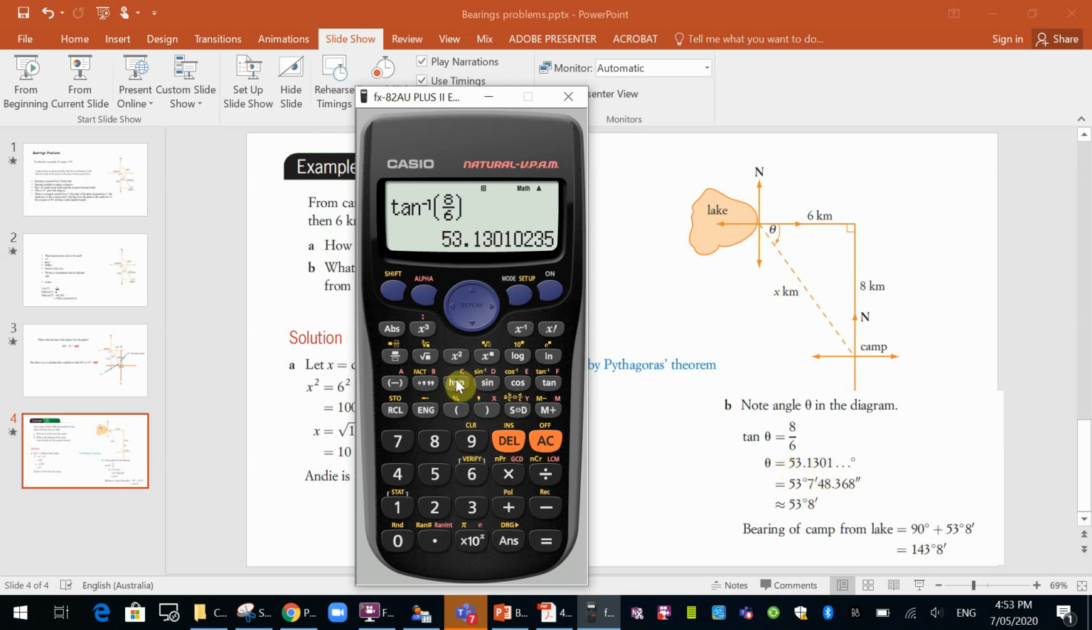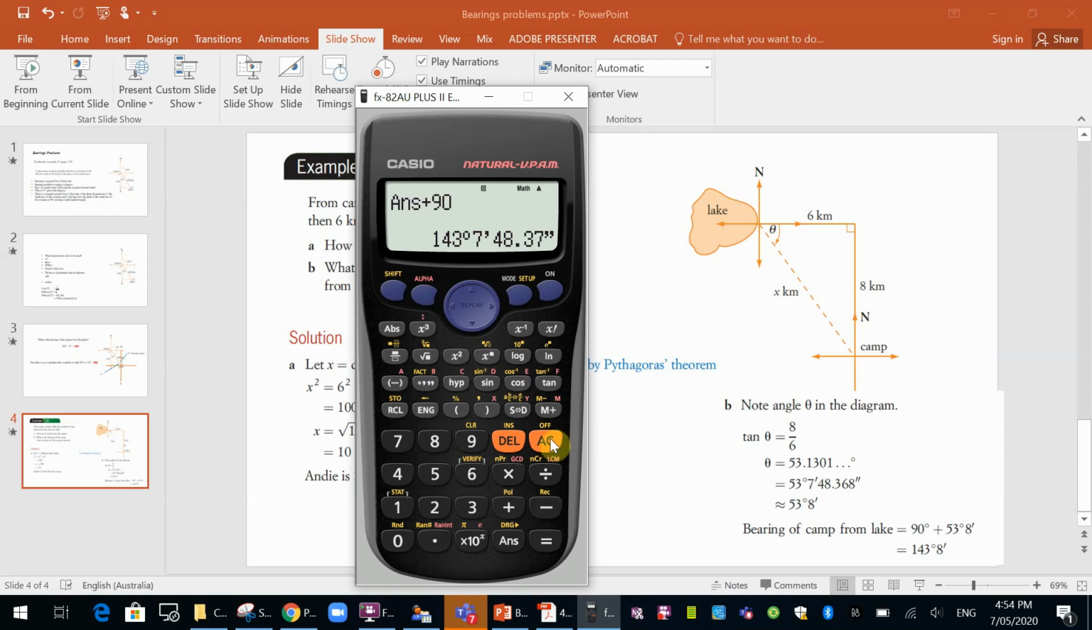And to get the minutes, we press this button, 53 degrees, 7 minutes, 48.37 seconds. That's that angle there. Now to get the bearing, we've got to go from north though. So 90 plus that. The 90 degrees from there to there, plus the angle we just found. So I'll just add 90 to that. 143. And to find the minutes, 143 degrees, 7 minutes, 48 seconds, and because that is over 30, it rounds up to 143 degrees and 8 minutes.